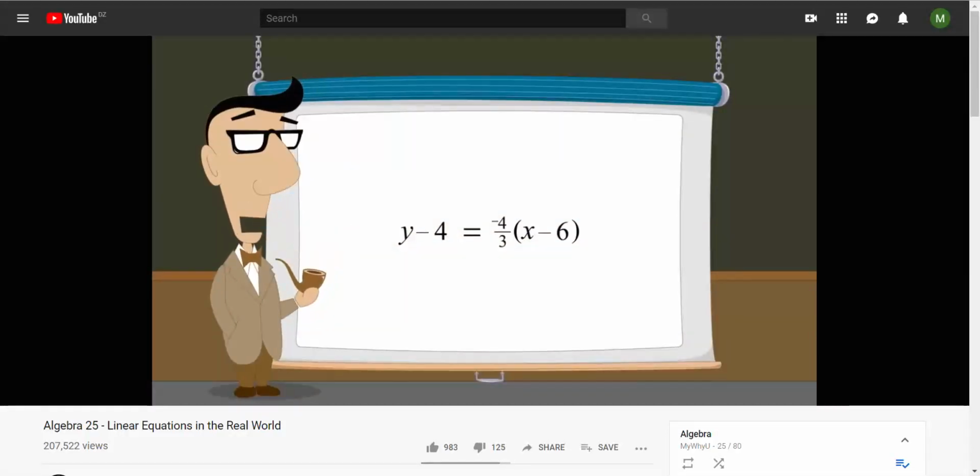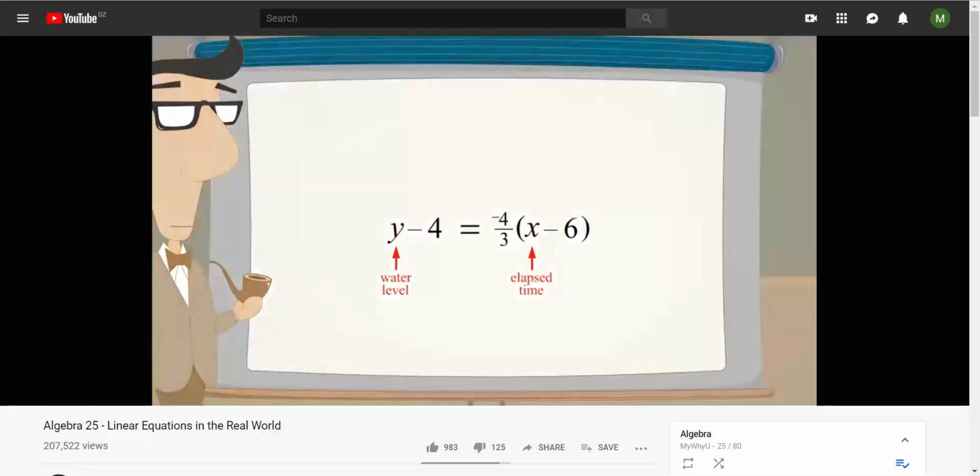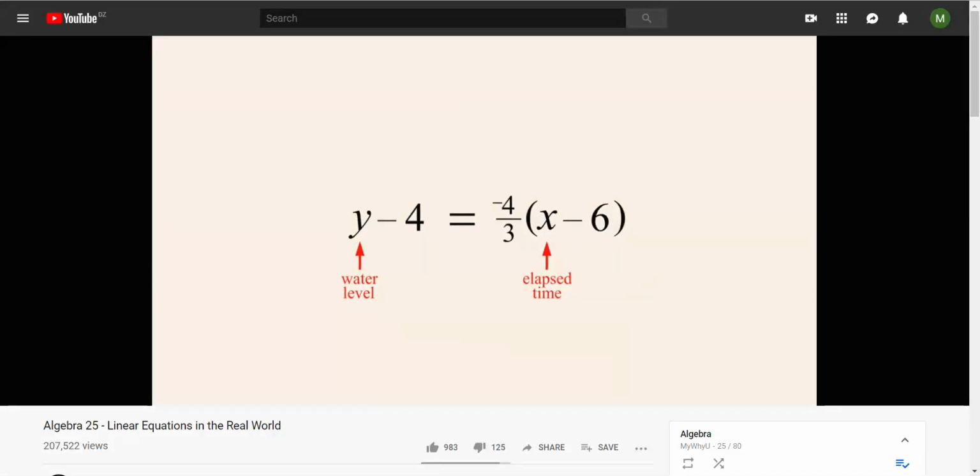Now that we have an equation which represents water level y as a function of elapsed time x, we can plug in different values for x to see what the water level will be at those points in time. For example, an elapsed time x of 0 corresponds to the time when the drain was first opened. If we set x to 0, then the resulting value of y will tell us the initial depth of the pool.